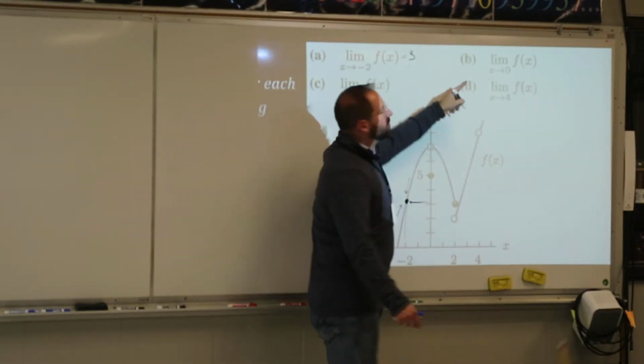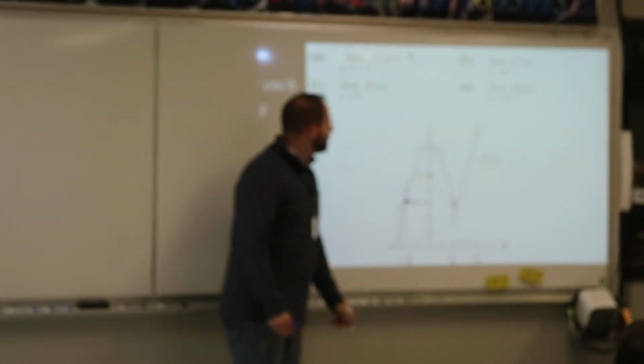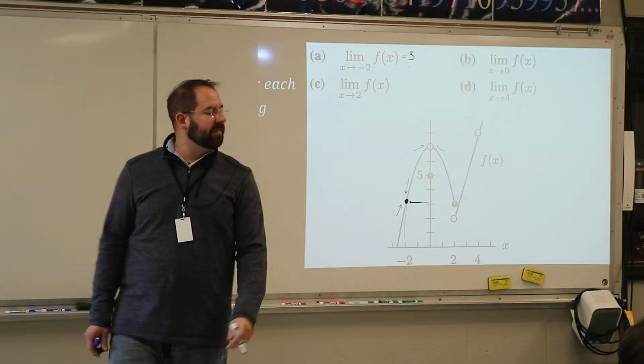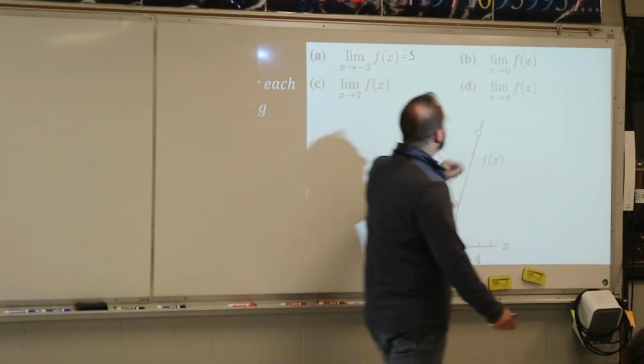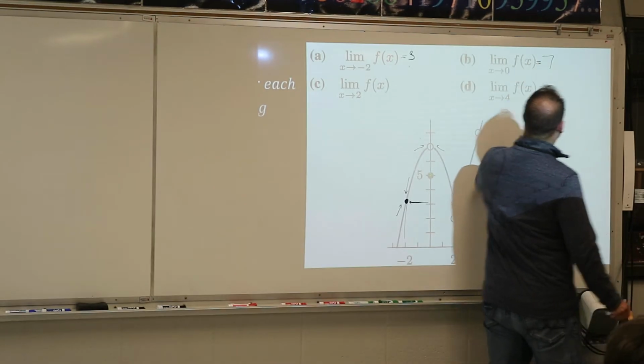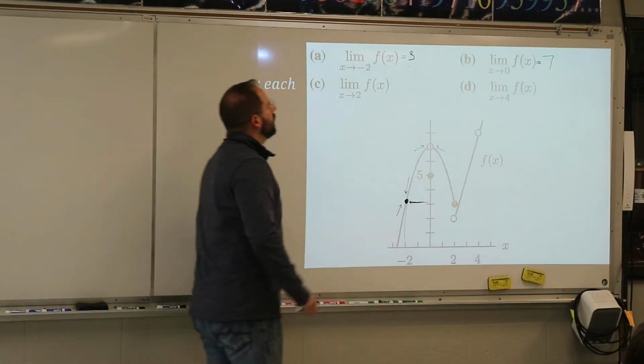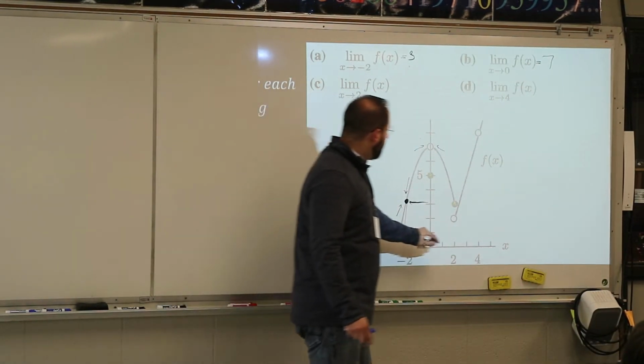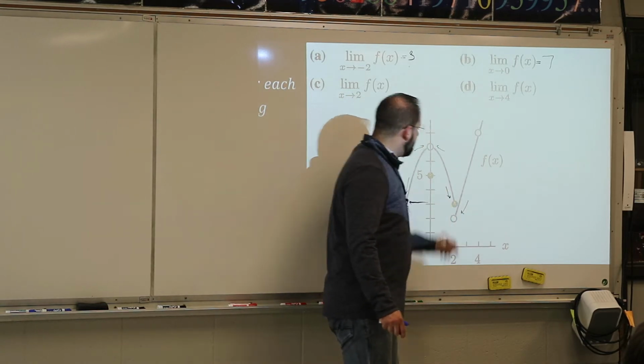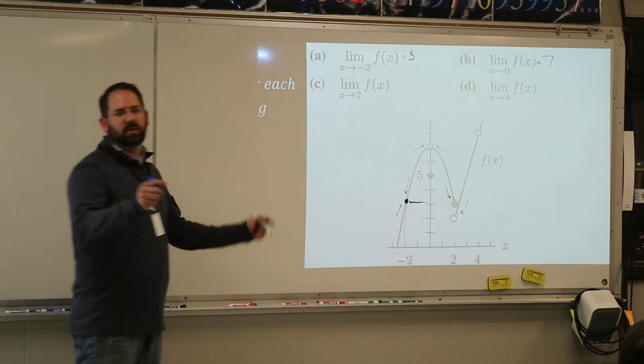Now let's go to 0. As I approach 0, from the right and left side, my answer should be 7. Now, that is different than the evaluation at 0, but the limit is pointing towards 7. Now, for 2, right and left side, the limit does not exist, because we're going to 2 different numbers.